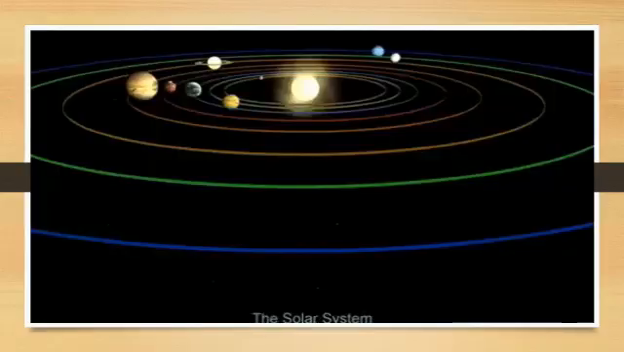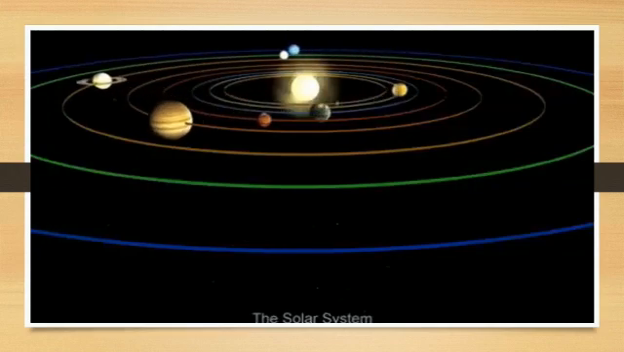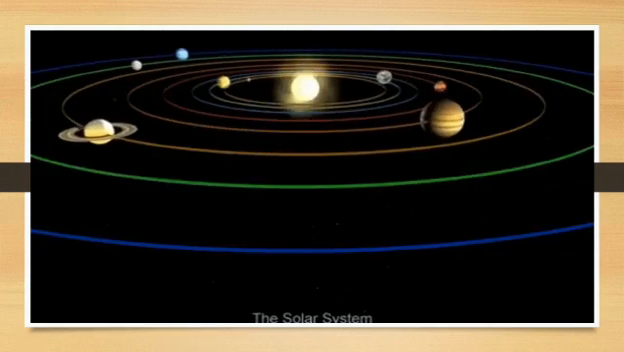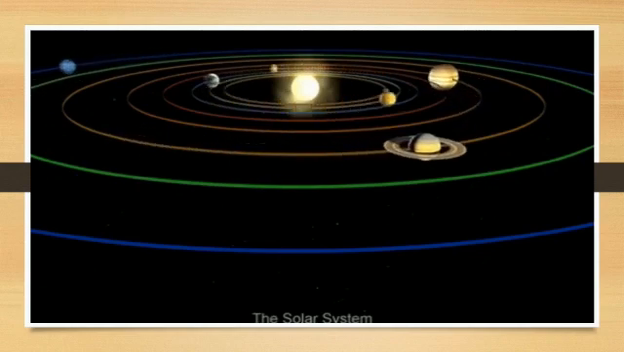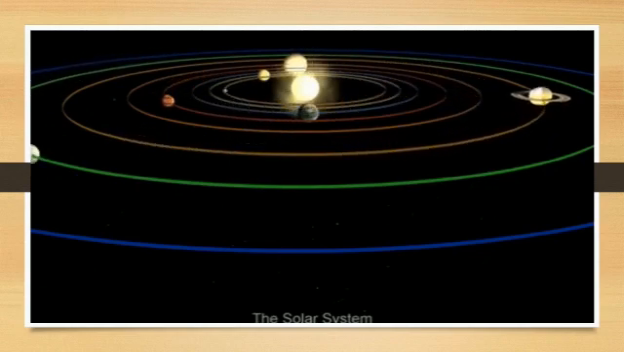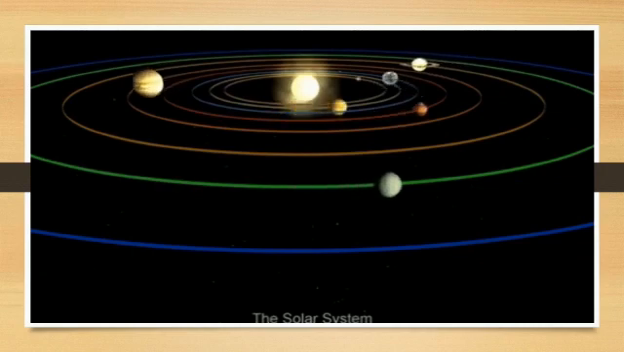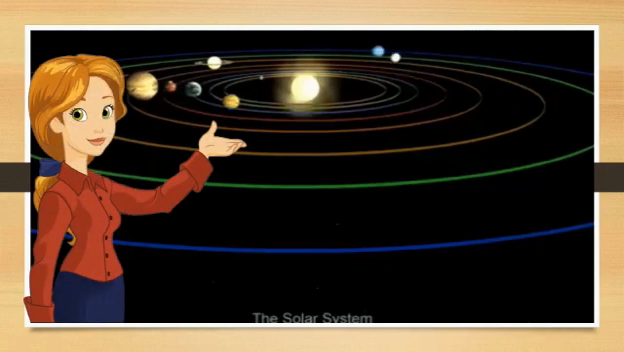As we have all heard about the planets, the word planet is derived from the Greek word which means wanderers. Do you know why planets are known as wanderers? Because they keep on revolving around the sun on a fixed path. This fixed path is known as orbit.